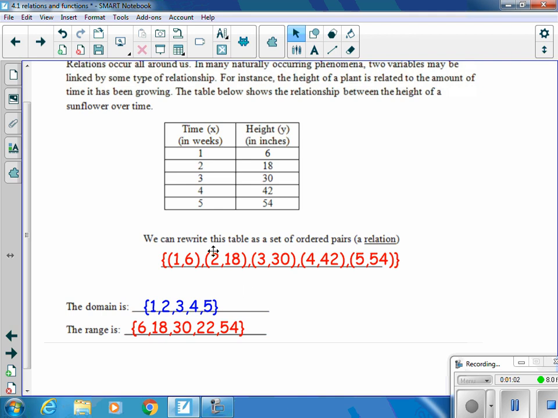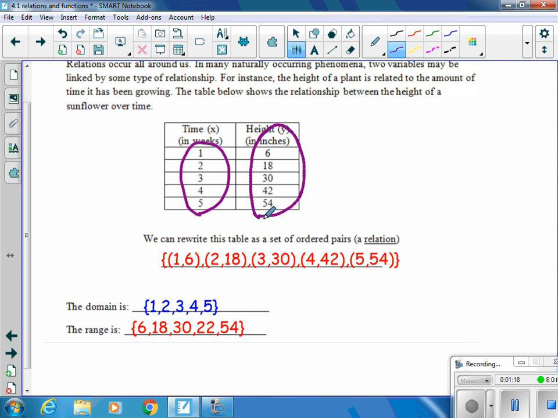And if I pull out the domain values, that would be my x values, 1, 2, 3, 4, 5. So my domain for this relation is 1, 2, 3, 4, 5. And the range is going to be my y values, which are 6, 18, 30, 42, and 54.